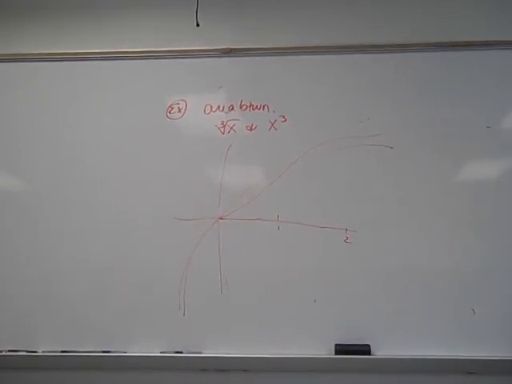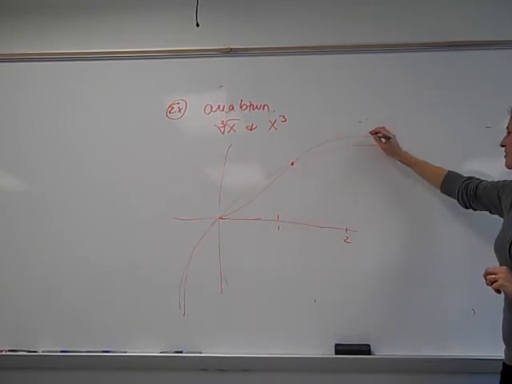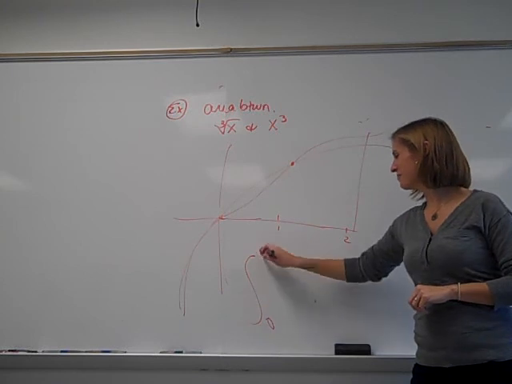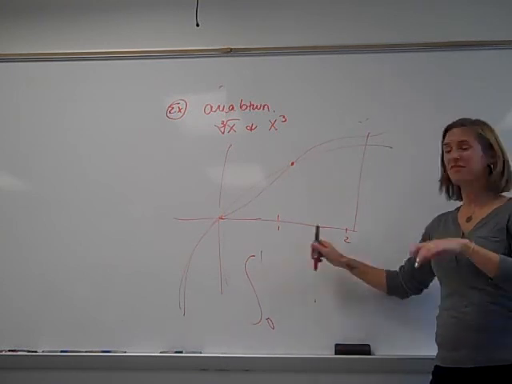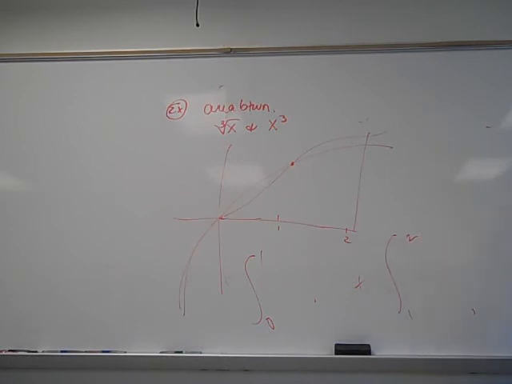All you need to know is, if the top curve changes, you've got to set up 2 integrals. The top curve changes from 0 to 1 to 2. From 0 to 1, one of them's on top, and from 1 to 2, the other one's on top.